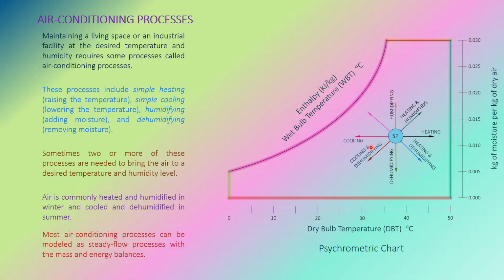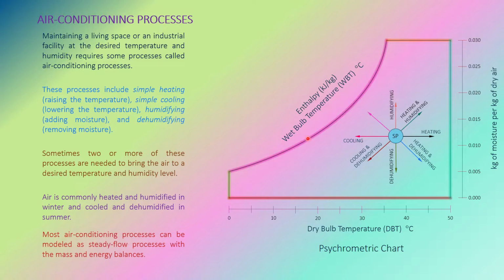Then you have the cooling process. The cooling process also involves constant omega. As you see this horizontal line here, this direction refers to heating, the other direction refers to cooling. Heating involves an increase in the dBT, but cooling involves a decrease in the dBT temperature. But the omega will remain constant because there is no change in the moisture content, unless you cool it until it reaches its relative humidity of 100%, this purple line here.